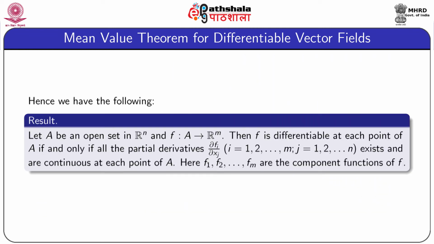Hence, we have the following. Let A be an open set in R^n and f a map from A to R^m. Then f is differentiable at each point of the set A if and only if all the partial derivatives ∂f_i/∂x_j, i from 1 to m and j from 1 to n, exist and are continuous at each point of the set A. Here f_1, f_2, ..., f_m are the component functions of f.